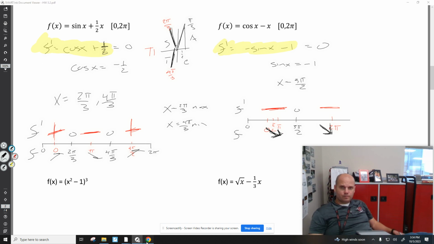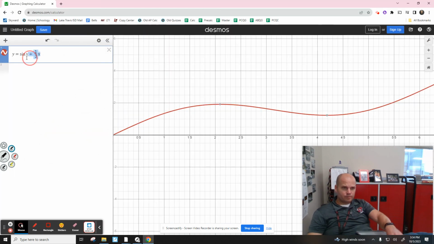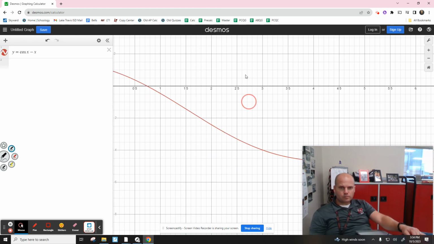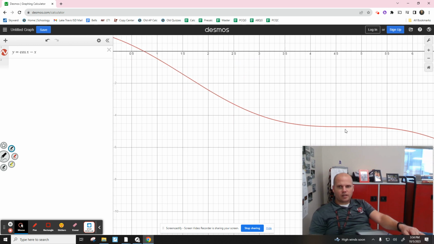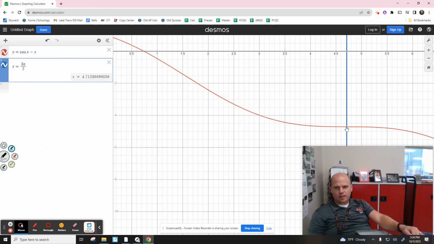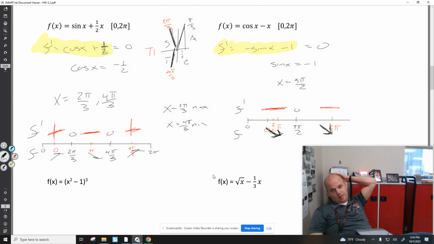Let's see. Cos x minus x. 0 and 2 pi. And look at that sucker. What was our value? 3 pi over 2. Oh, right there. Look at that, right there. We decrease, we flatten out, then we decrease. It's a neither. All right, never mind. Don't assume that the signs change.